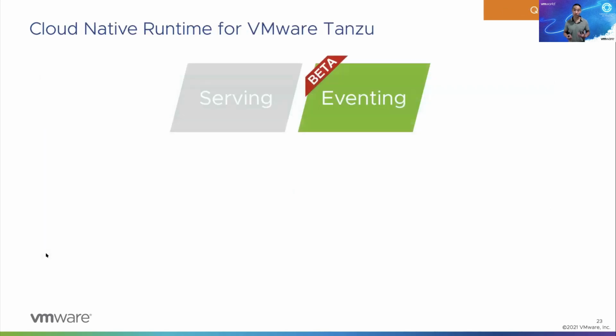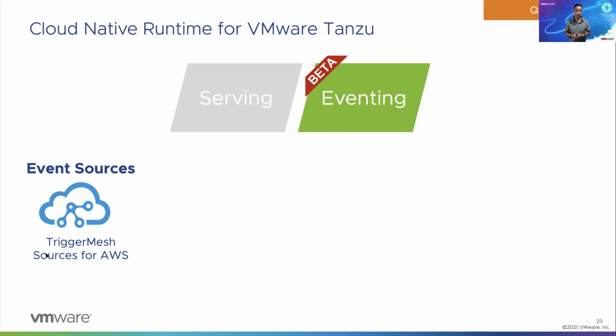And as part of CNR, like I said, there's two components to it. There's a serving and there's an eventing. Today, eventing is still currently in beta. But one of the really cool things that eventing comes with are a number of these things called sources. One of the sources is something called TriggerMesh sources for AWS. TriggerMesh is an organization that we partner up with. And so if you want to do any type of event-driven automation based on AWS events, so for example, if an S3 bucket's created, maybe I have a backup that's running, I can actually trigger off that information, right? And this event source allows me to basically capture those events and write a function that reacts to that, right? And this is just one of the core sources that's available.